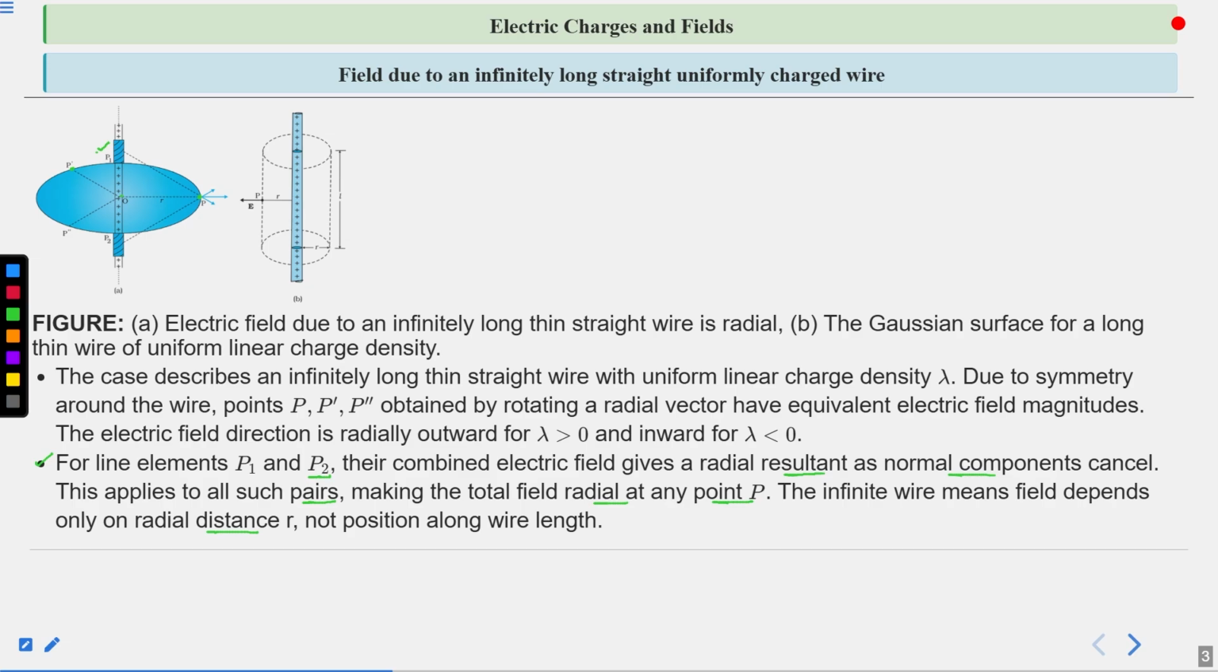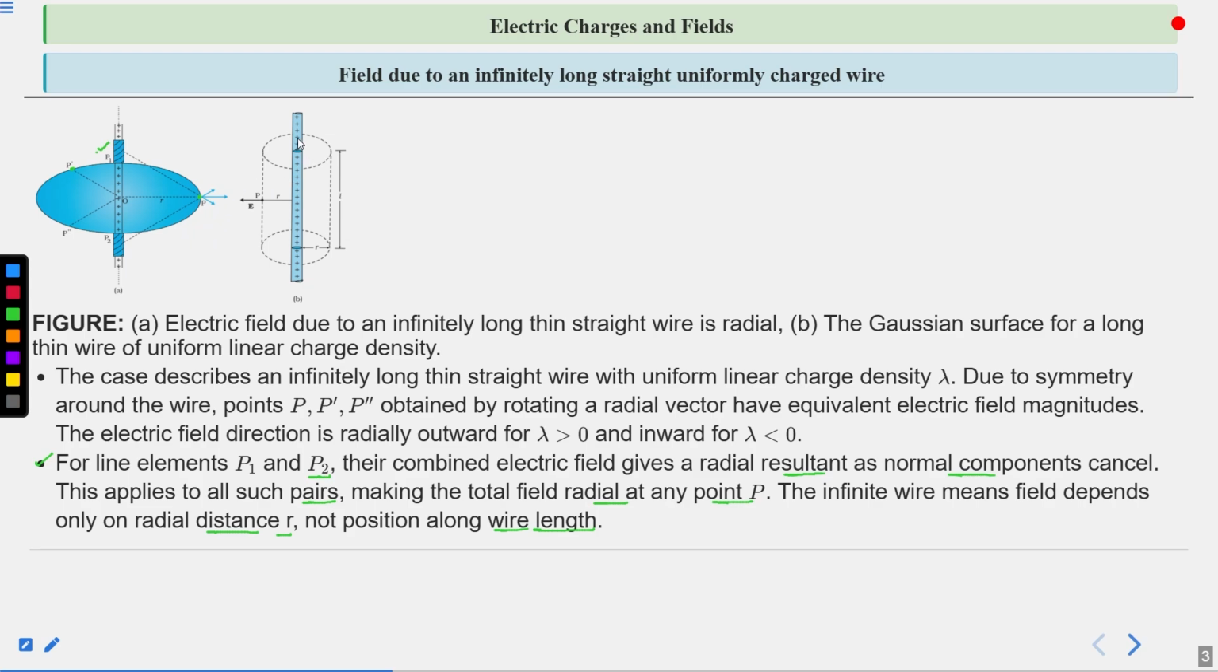Now if we take another radial distance, suppose R prime, in that case the electric field varies because R prime is greater than R. It means the electric field depends upon the radial distance. It does not depend upon the length of the straight wire. This is the particular case of the wire. Here the electric field does not depend on the length of the wire; it depends only on the radial distance R, not on position along the wire.